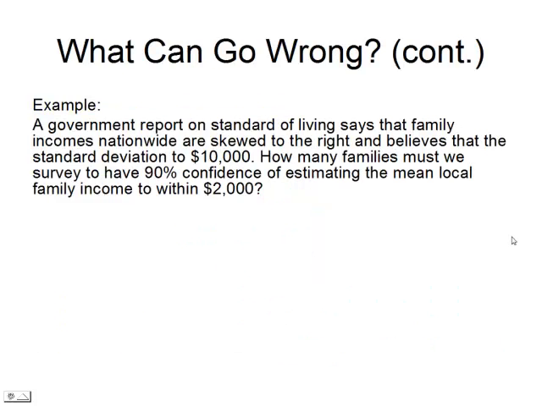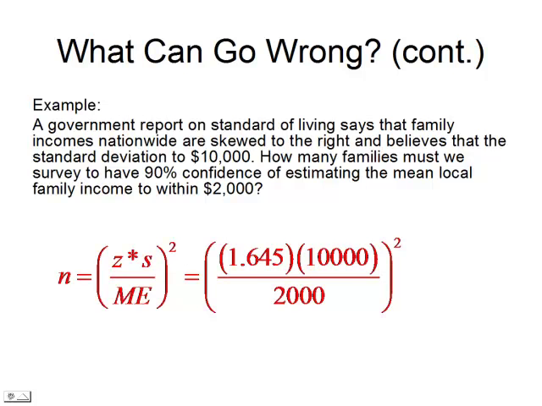An example. A government report on standard of living says that family income nationwide is skewed to the right and believes the standard deviation to be $10,000. How many families must we survey to have a 90% confidence of estimating the mean local family income to within $2,000? So here's our formula. We're going to plug in 1.645 for z because we're doing a 90% confidence. Sample standard deviation is 10,000 and our margin of error is 2,000. We're going to get 67.65, and rounding up, we get a sample size of 68.